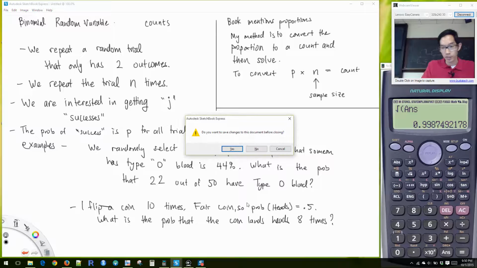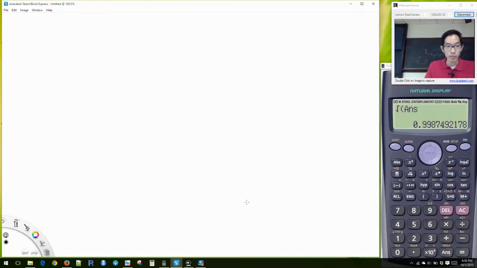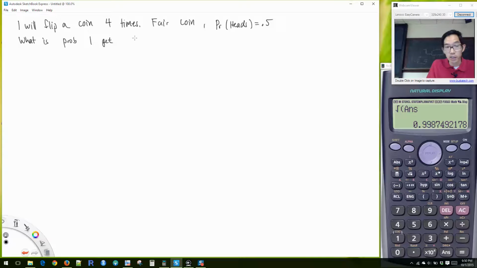So to answer this, let's do maybe an easier version. Okay, so I will flip a coin 4 times. Fair coin. So probability of heads is 0.5. And I want to know, what is the probability I get 3 heads after 4 coin flips? Okay?